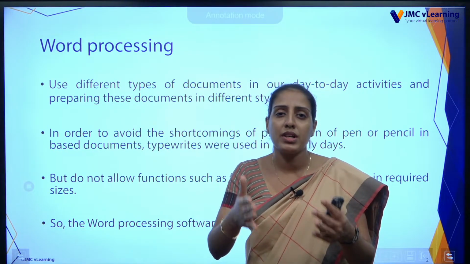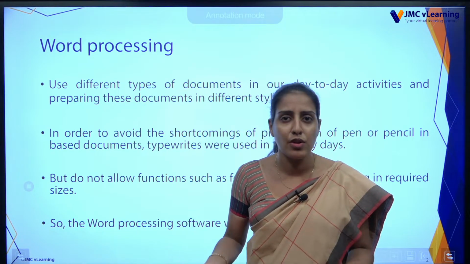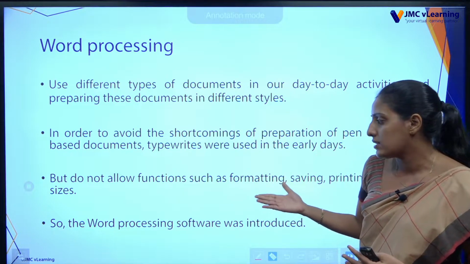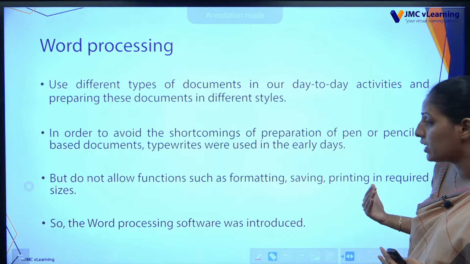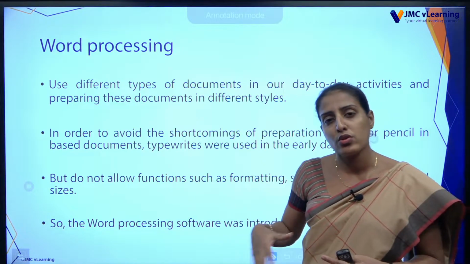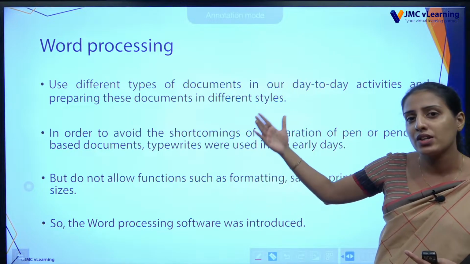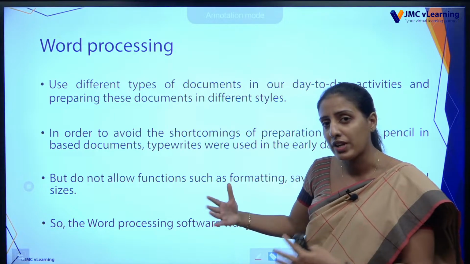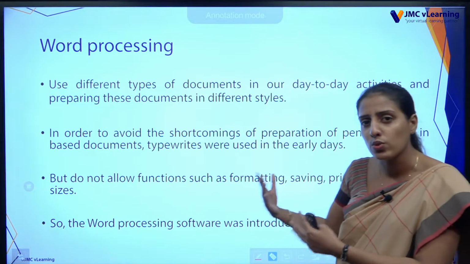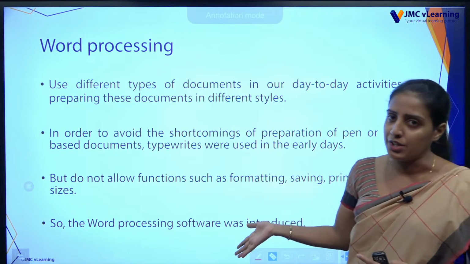After year to year, now we are using computers, computer based systems, mobile phones, tabs, laptops. But typewriters do not allow functions such as formatting, saving, and printing in required size. That means when you are using a typewriter, you can't do any formatting. If you want to change the colors of the text, can you do it through a typewriter? No, you can't. That is why we are using word processing software nowadays. We can achieve formatting, saving, printing, everything through word processing software. So word processing software was introduced.